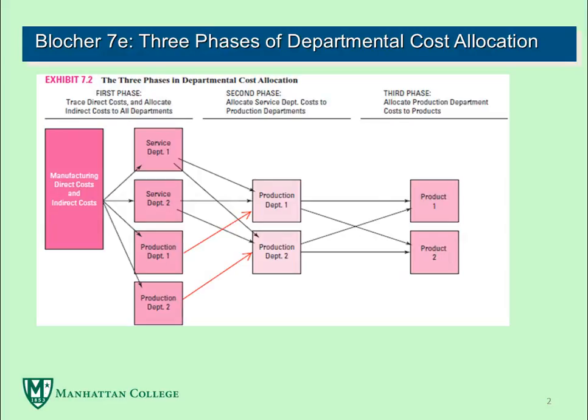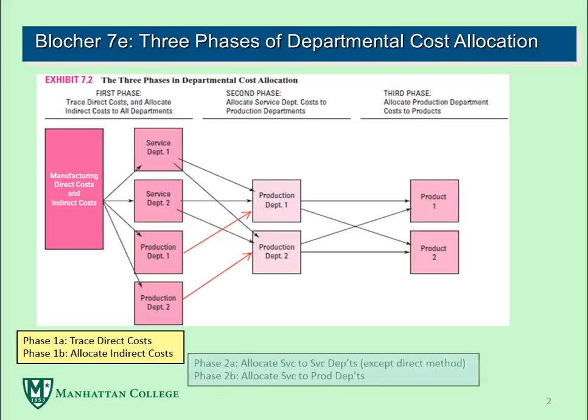So first of all, we said that there are three phases in departmental cost allocation. The first phase is trace direct cost and allocate indirect cost to all departments, both to the production departments and the service departments like human resource, finance, ordering, etc. The second phase is allocate service department costs to other service departments as well as to production departments.